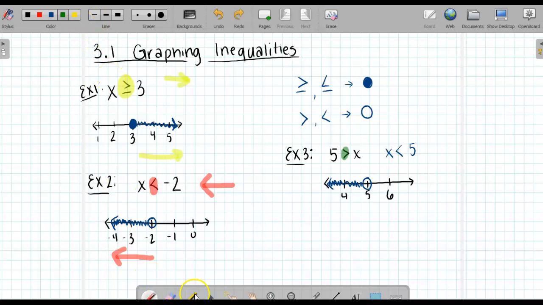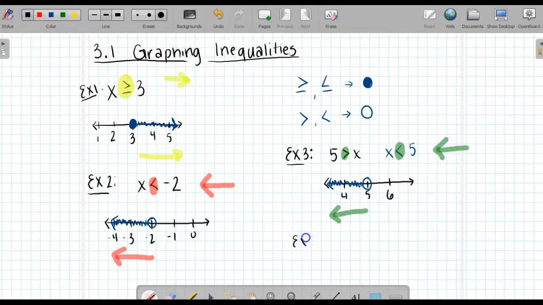Now I could look right here. I've got a less than sign, which looks like it's pointing to the left, and I did shade to the left there. So let's do one more like this.